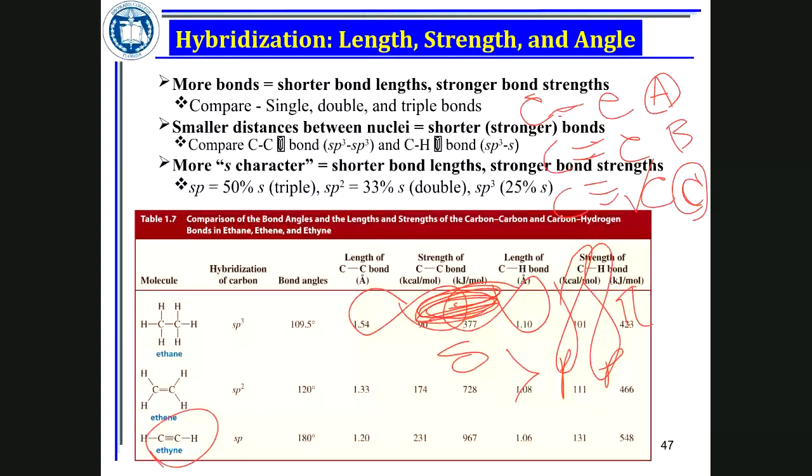The greater the s character, the stronger the bond also, because for sp hybrid, you have greater s character. It's also making this hydrogen more acidic. Acidity is not the question here, but we had it before. An sp hybrid carbon carries more acidic hydrogen than sp2 than sp3. So if your carbon is sp hybrid, the hydrogen attached to it is going to be more acidic also.